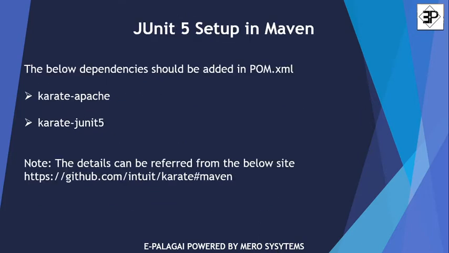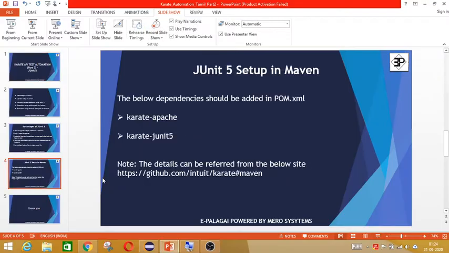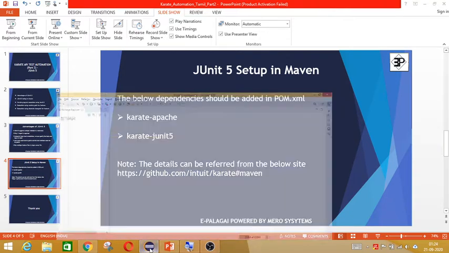Coming to the setup for JUnit 5, as we have already seen in pom.xml, we have to give the Karate Apache dependency and the Karate JUnit 5 dependency. Both the dependency details will be available in the Karate Intuit GitHub, which we have already seen earlier. So there we can refer for the dependency details. Now we will get into the program and try to create a JUnit 5 program.